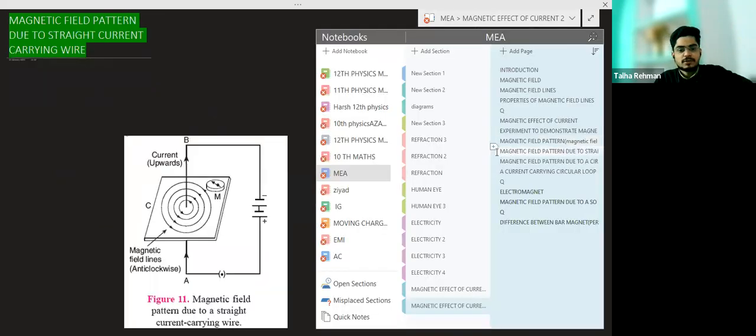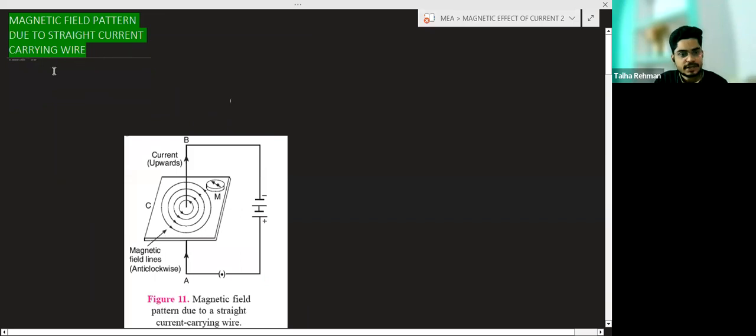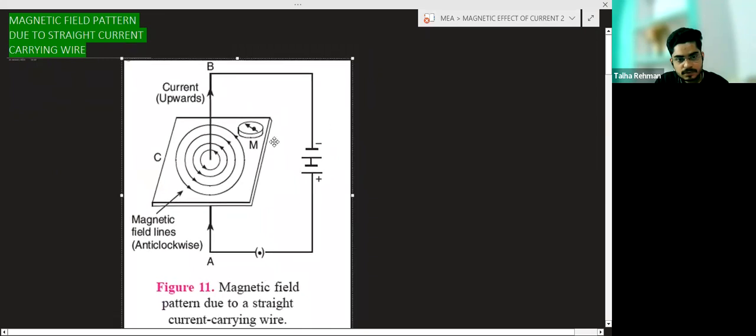So first of all, magnetic field pattern due to a straight current carrying wire. In this figure, this is a wire AB, connected with a battery. This is a closed switch, which means the current is flowing in the wire. If current is flowing in the wire, I told you there will be a magnetic field around the wire. The shape of the magnetic field will be concentric circles.